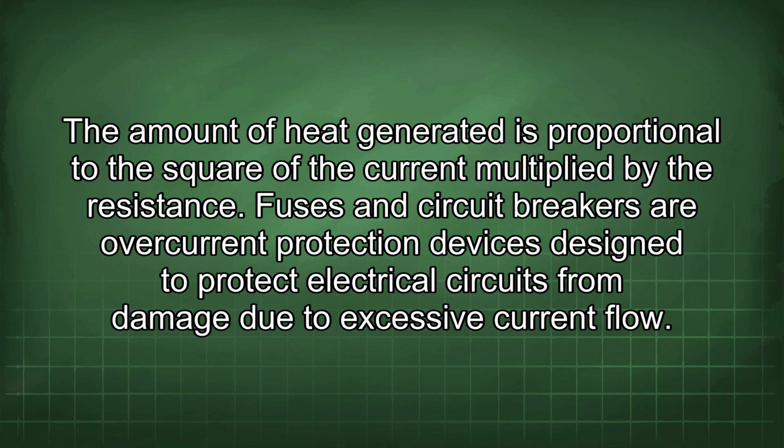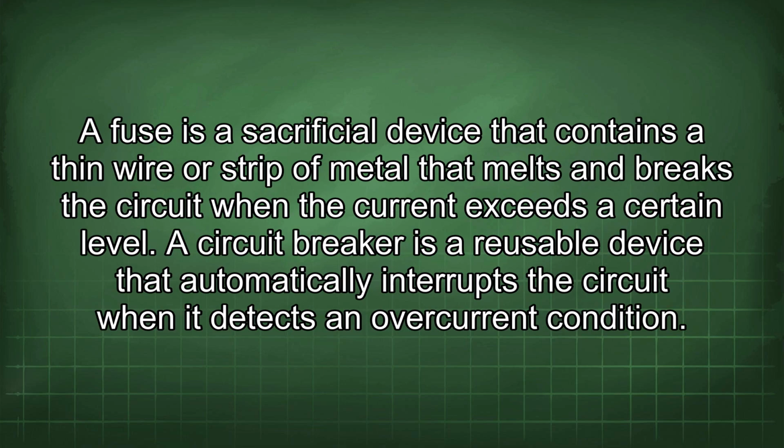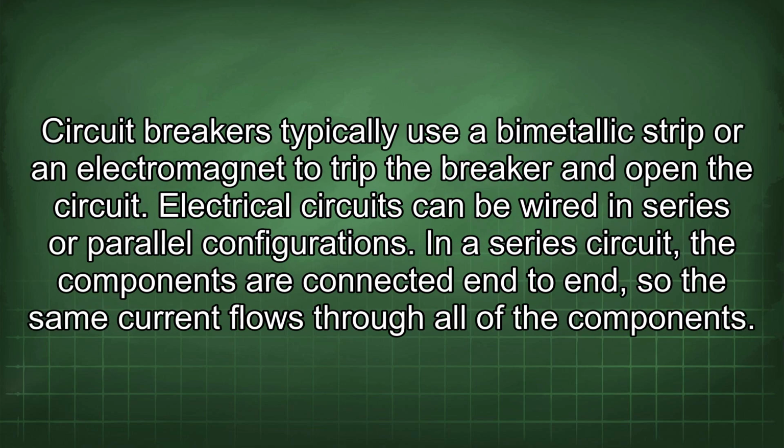Fuses and circuit breakers are overcurrent protection devices designed to protect electrical circuits from damage due to excessive current flow. A fuse is a sacrificial device that contains a thin wire or strip of metal that melts and breaks the circuit when the current exceeds a certain level. A circuit breaker is a reusable device that automatically interrupts the circuit when it detects an overcurrent condition. Circuit breakers typically use a bimetallic strip or an electromagnet to trip the breaker and open the circuit.